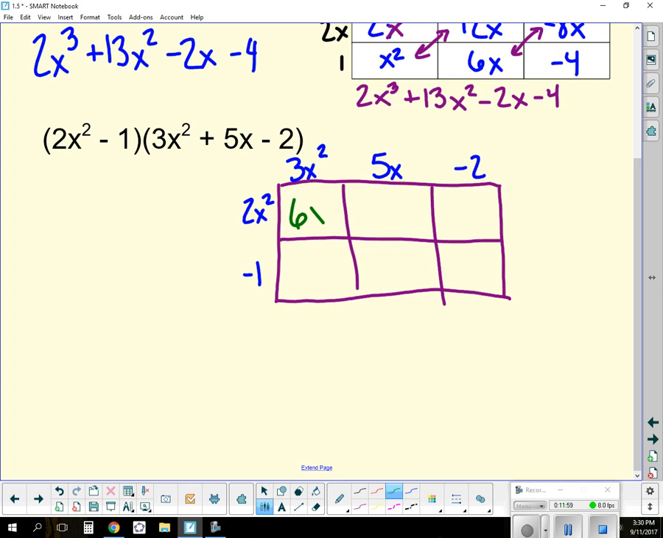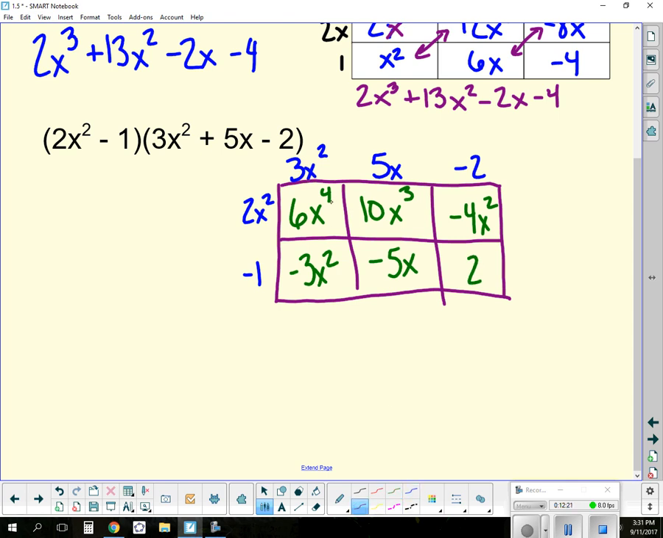X squared times x squared is x to the 4th. 5 times this 2 out here is a 10. I've got x times x squared, x to the 3rd. Keep filling them out. Negative 2 times 2x squared is negative 4x squared. Negative 1 gives me negative 3x squared. Negative 5x, and positive 2.